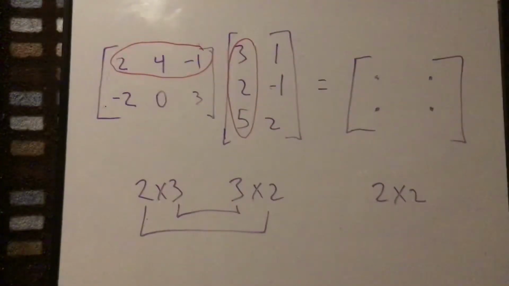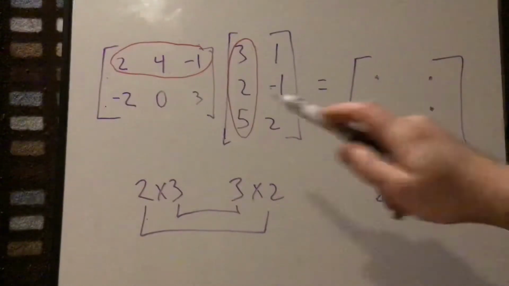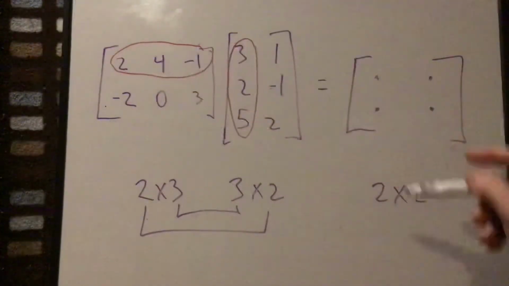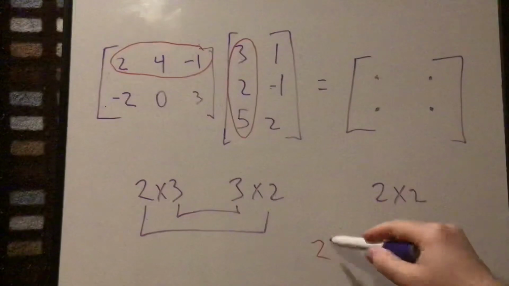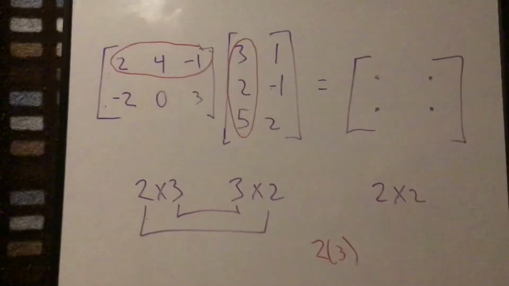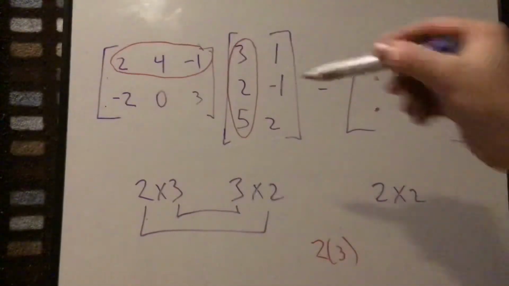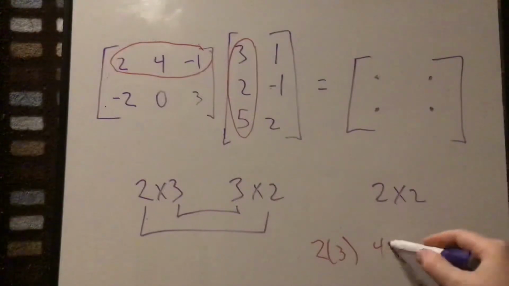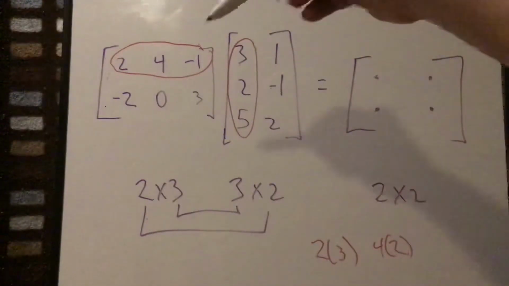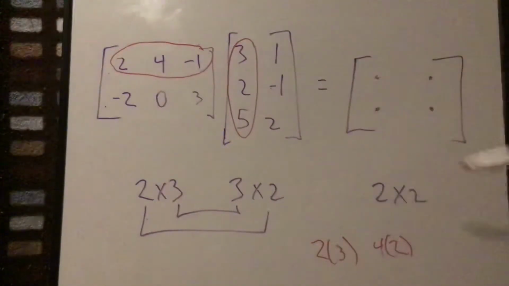So I'll write one calculation down here. The rest I'll just talk through. But so 2 times 3 would go here. So I'm going to calculate down here. 2 times 3. 4 would go with 2. So I get 4 times 2. And I would get -1 times 5.